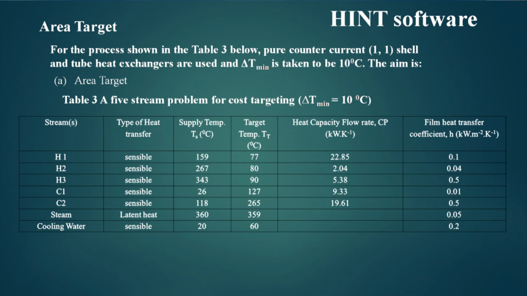The supply temperature for the steam is 300 and target 299, and for cooling water the supply temperature is 20 and the target temperature is 60. We know that steam heating is a constant temperature heating, so it should be taken as 300 and 300. But if I take 300 and 300, then my computation of Cp will be infinite.